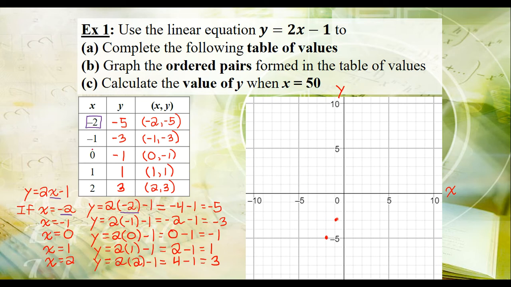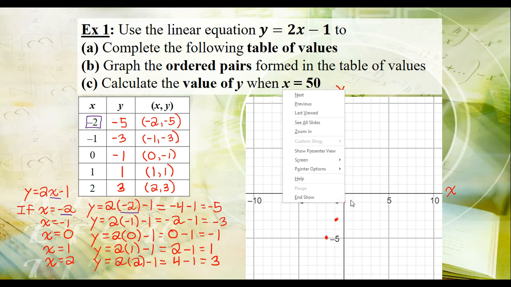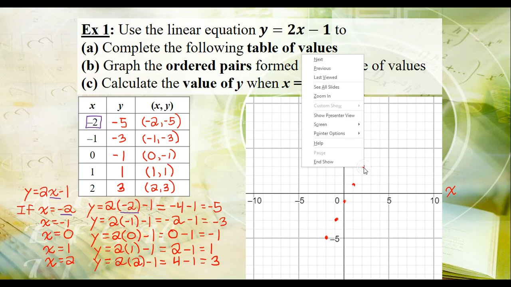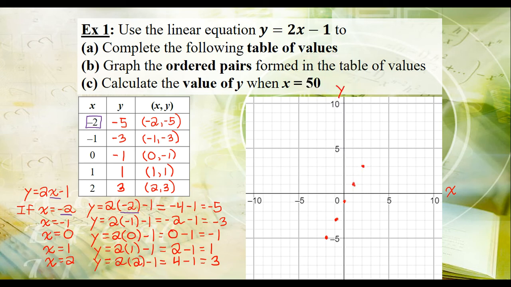Okay, then we have 0, -1, which means starting at the origin, don't go anywhere left or right, just go down to -1. So that would be a point that's right here. Okay, and then we'd have 1, 1. So that'd be go to the right by 1 and then up by 1. So this point would be located here. And the final point would be 2, 3, which means go to the right by 2 and then go up by 3. So my final point is going to be located up here. Okay, so here are my 5 points.